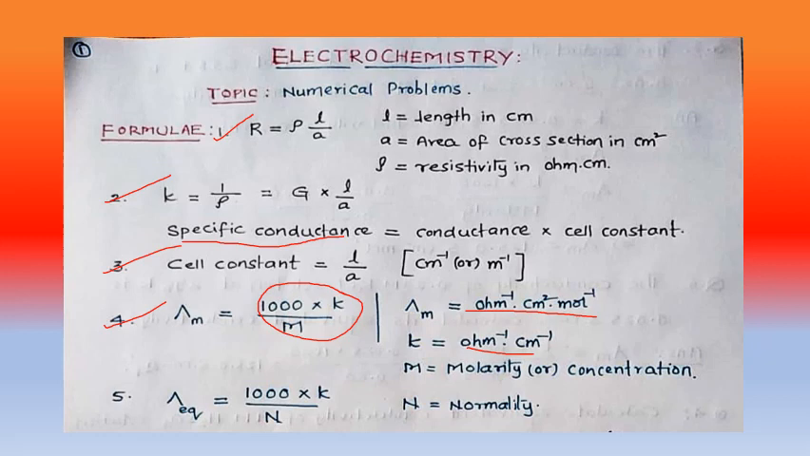N is normality. So for equivalent conductivity, the same formula applies, where N is present. That is the equivalent conductivity. So now we will solve the questions.